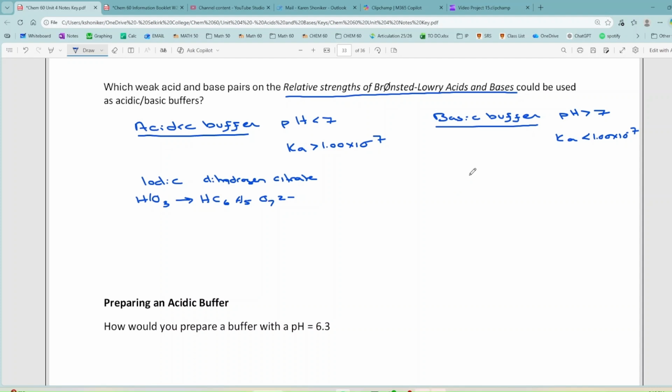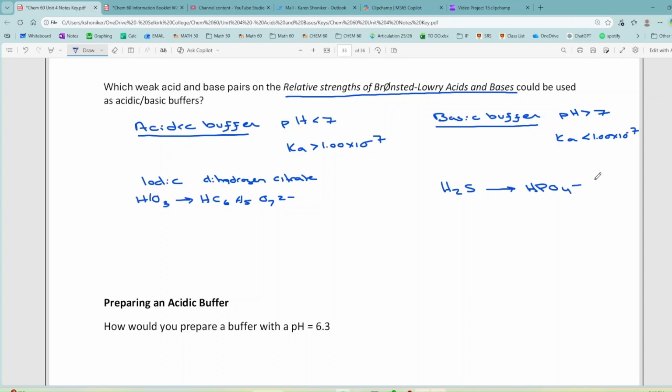So they're conjugate pairs. And then the basic buffers would be anything from, so you're going to look from that point down. I've lost it. 1.0 times 10 to the negative 7. There we go. So we're going to go maybe from the H2S all the way down to the HPO4 minus. Maybe down to the water, but let's just put the HPO4 minus to be safe. And you're not going to be tested on this. It's just kind of understanding that there are things that can buffer acidic situations and there are things that can buffer basic situations.